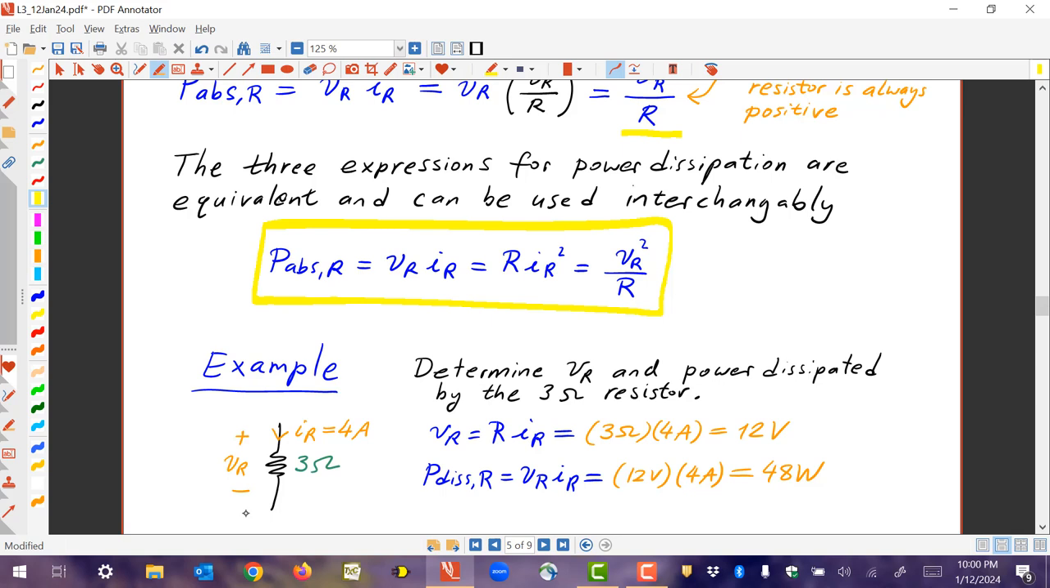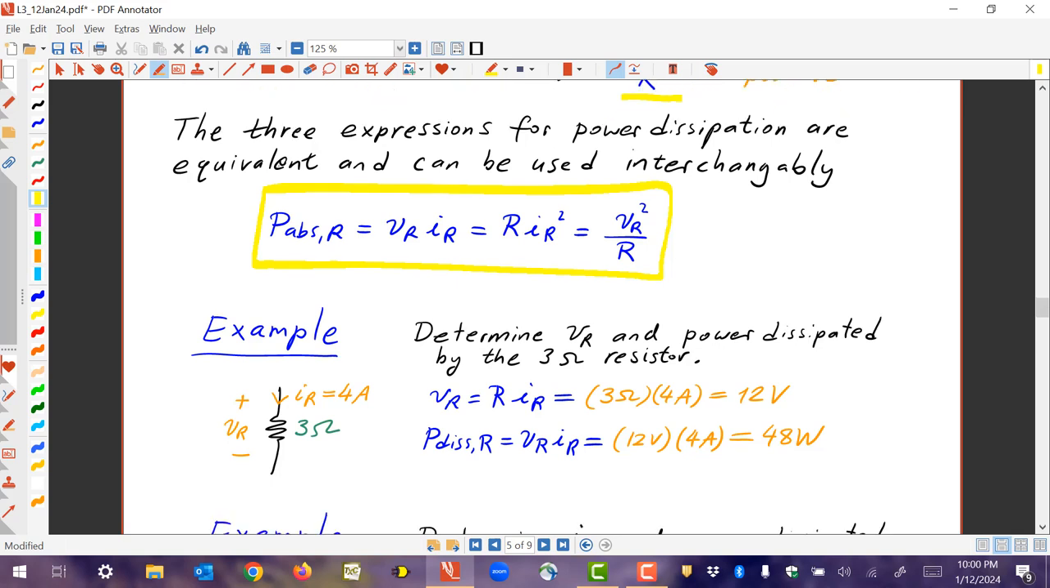Okay. Now, we could have elected to calculate the power dissipation by using, for example, R times IR squared. That's the second alternate expression for power absorbed. I could have done that too, right? So for R, we have 3 ohms, and IR is 4 amps, so that would be 4 amps squared. So that would be numerically 3 times 16, and that is actually 48 watts. So in this problem, in the beginning, we were just given IR and the 3 ohms. We didn't know VR. So we didn't actually have to know VR to calculate the power dissipated for a resistor. So we could have done it this way.